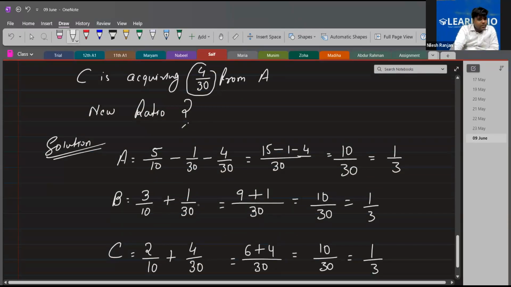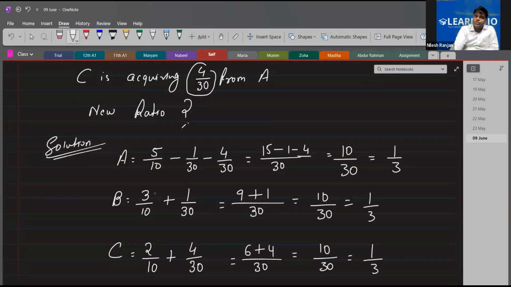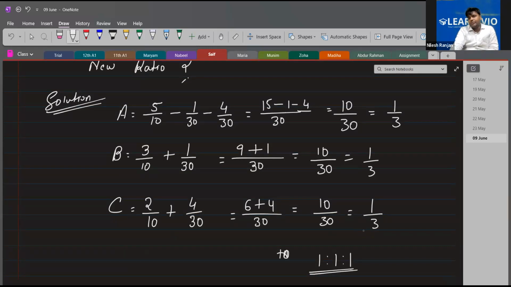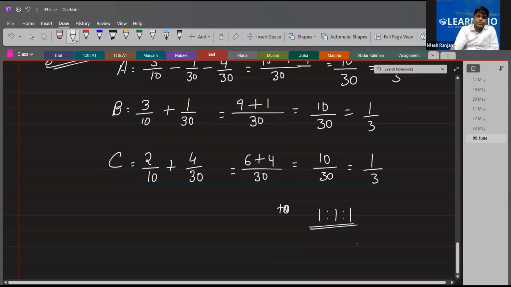Again, B is getting the 1/30, so it will be added to his old share. His old share is 3 by 10 plus 1 by 30. We got again 1 by 3. And C is getting 4/30 from A, so 2 by 10 plus 4 by 30, again 1 by 3. So all the denominators are the same. That's why the ratio is 1 is to 1 is to 1.